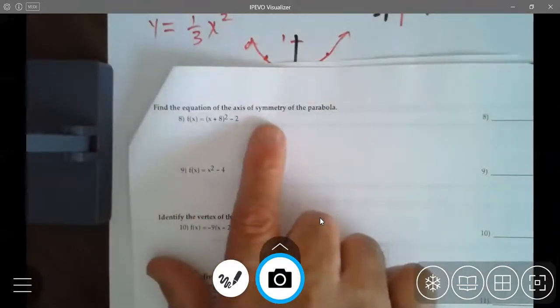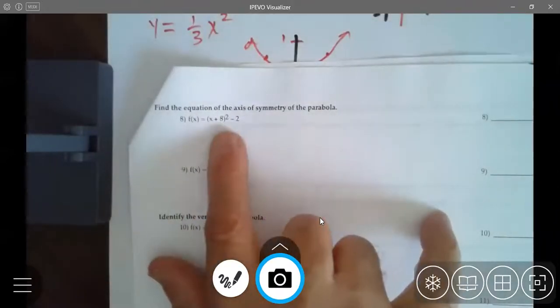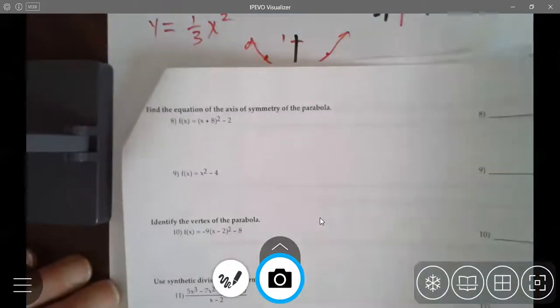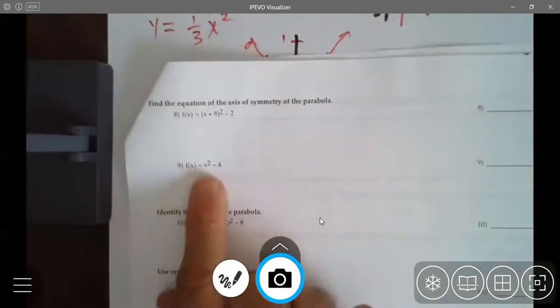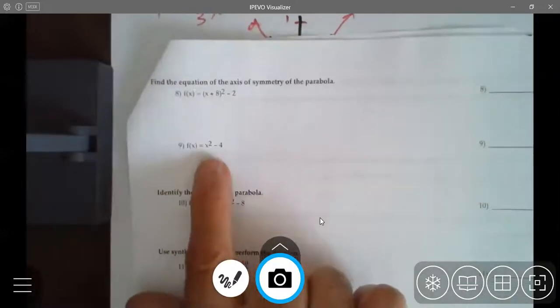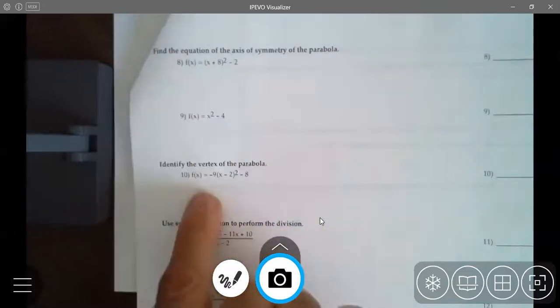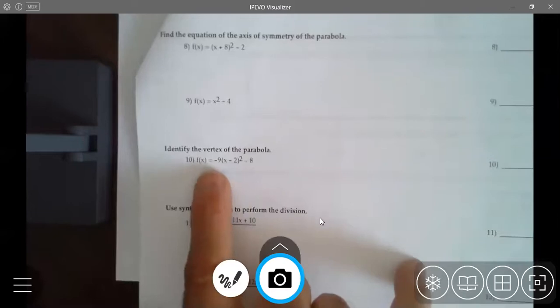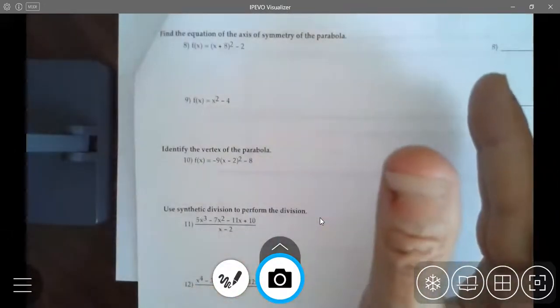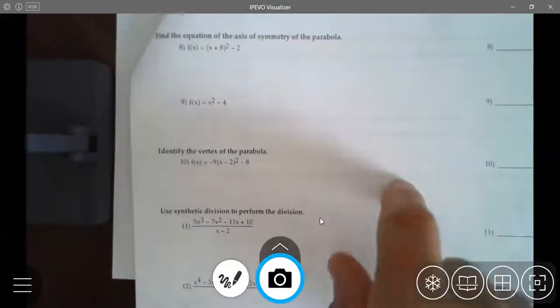Find the equation of the axis of symmetry. Do we need to go over that? No, we're good. Okay, good. And so this one here, we're good here too? Yeah. Okay. Find the vertex. So don't let that outside number throw you. That just means it's stretching it by a factor of 9. So instead of being at 1, 1, it's going to be at 1, 9.